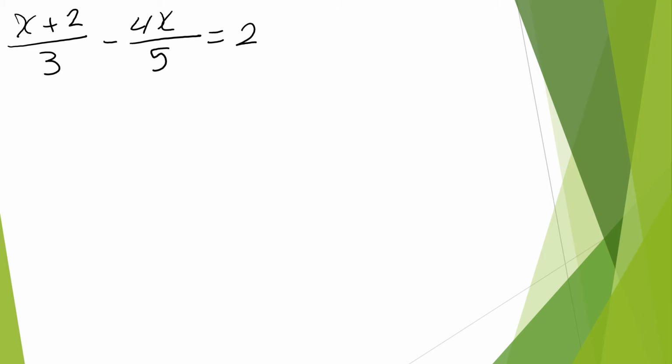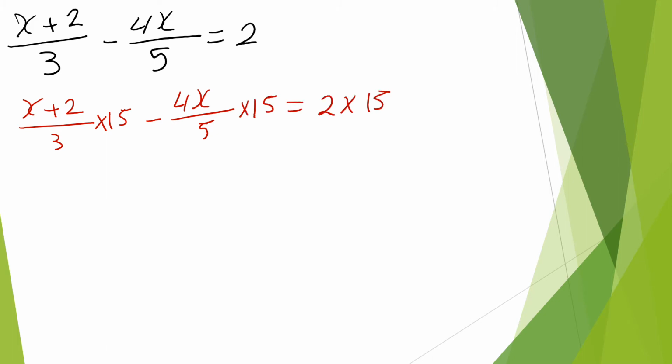So I'll multiply the first fraction here by 15. I'll rewrite it; you normally don't have to write it that way. I'm just showing you how I'm multiplying by 15. So I'm multiplying everything by 15, which is the common denominator. Now I'll start simplifying. So that 3, 1, that's 5, and that's why you are left with 5(x plus 2) minus 5, 1, that's 3, and that's why you are left with 3 times 4 is 12x equal 30.